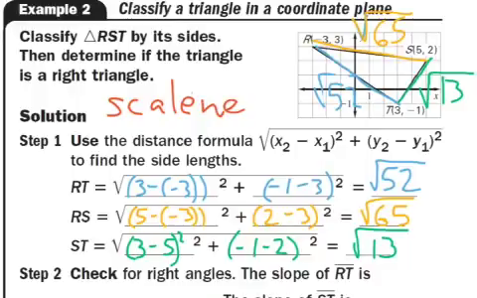Now, let's think about what it means to be a right triangle. If it is a right triangle, that means that we would have two sides that are perpendicular to make a right angle. Those would have to be the two shortest sides. The two shortest sides are RT and TS. So let's see if that is a right angle, if those two sides are perpendicular.